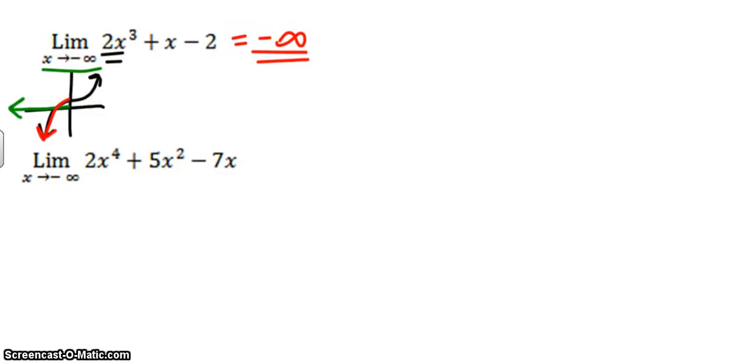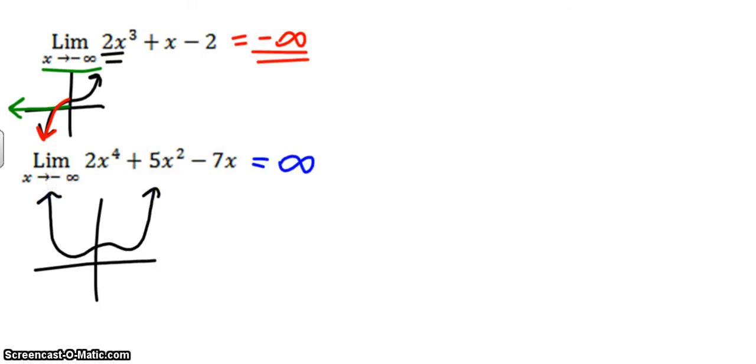This one, 2x to the fourth plus 5x squared minus 7x. It's kind of hard to plug in numbers to this one because this is going to come out positive, this one's going to come out positive, this one's going to come out negative times a negative. You could think it through and you'll find out that your limit is going to infinity, even though x is going to negative infinity. If you think about it from a graph standpoint, this is 2x to the fourth and it's positive, so my graph looks something like that. As x goes to negative infinity, my y values are going to positive infinity.